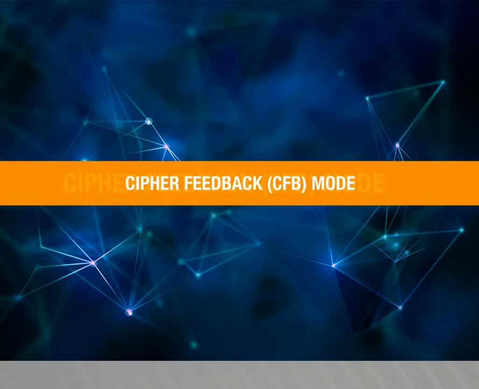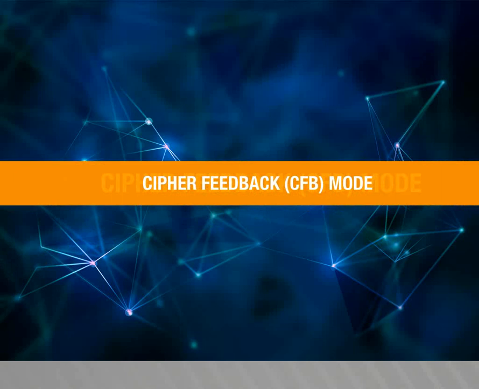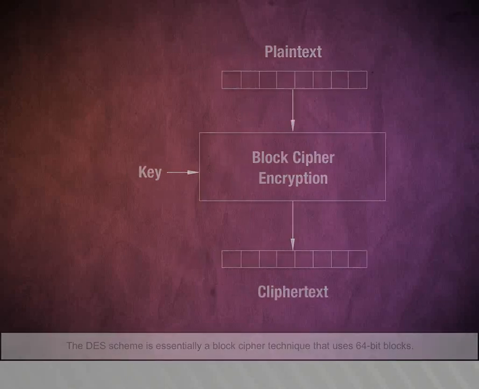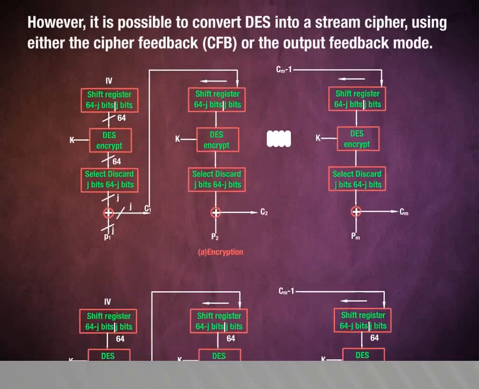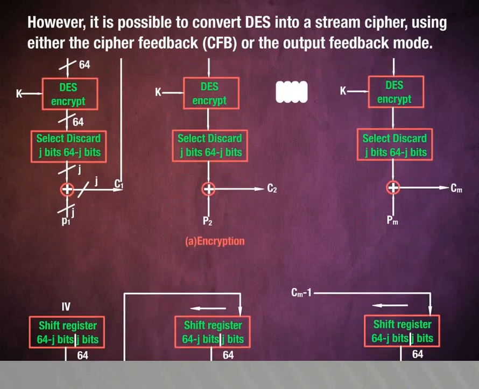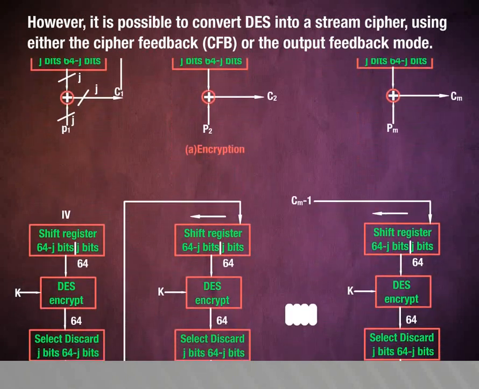Cipher feedback mode, CFB mode. In this video, we are going to see about cipher feedback, that is, CFB mode. The DES scheme is essentially a block cipher technique that uses 64-bit blocks. However, it is possible to convert DES into a stream cipher using either the cipher feedback, CFB, or the output feedback mode.